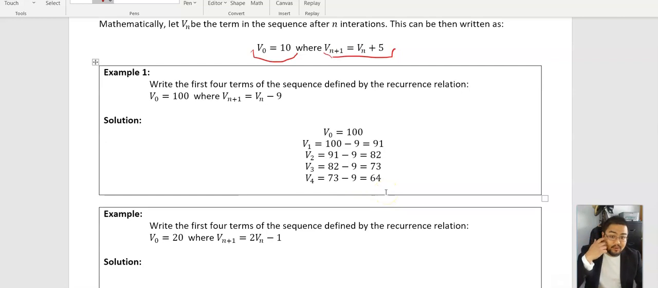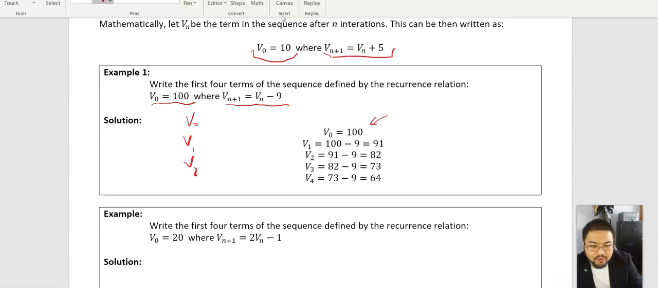So the first question says write the first 4 terms of the sequence, which is defined by the recurrence relation v0 is equal to 100, where vn plus 1 is equal to vn minus 9. So this is saying the starting point is 100, as you can see there. And the next term, so v0, v1, v2, to work out these terms, you have to minus 9. So 100 minus 9 will give you 91. That's the value for v1. Then you use this answer, 91, to take away 9, and you'll get 82. So it becomes that machine, as you can say.